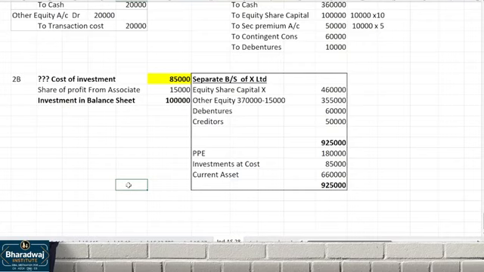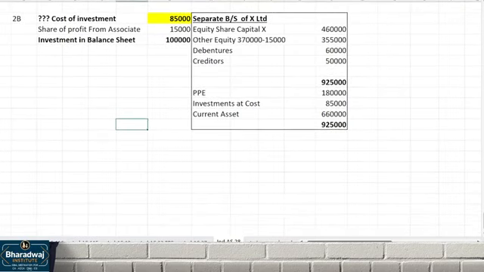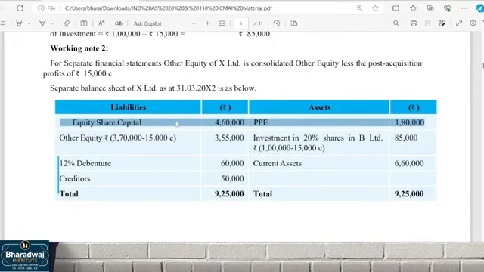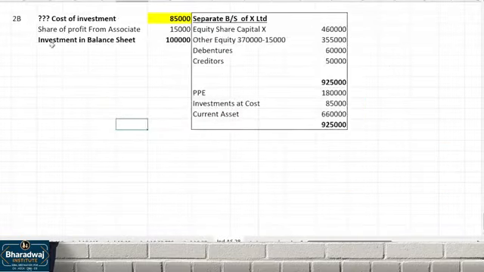This is a separate balance sheet of which one? X Limited. That is the answer that is given. No need to copy. Already the answer is there in your material. Any doubt in it? What we are doing?